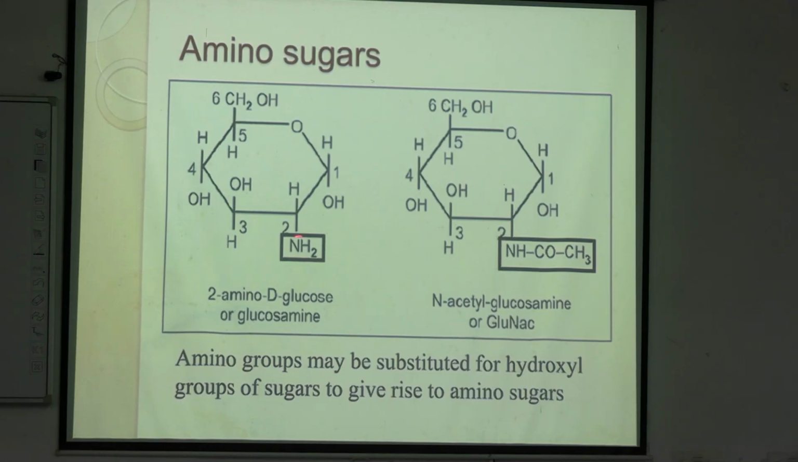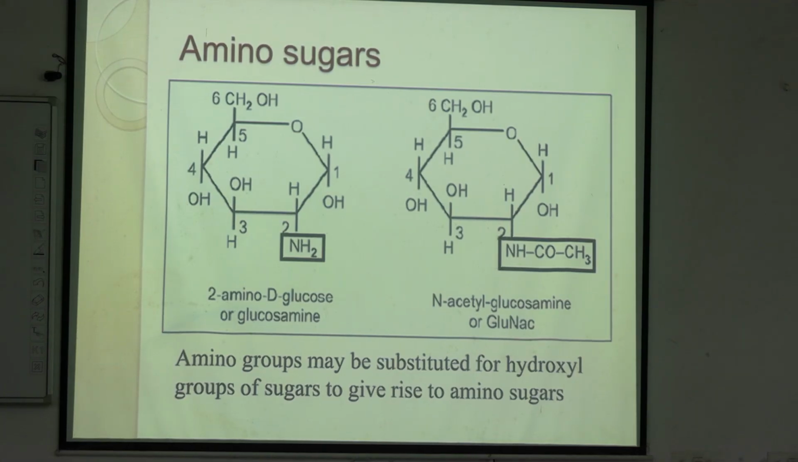If this amino group is not present and an OH group is present, what is this? Glucose, normal glucose. After the exchange of the amino group, it is 2-amino D-glucose, also known as glucosamine. So the structure of glucosamine is the replacement of the carbon 2 OH with an amino group.